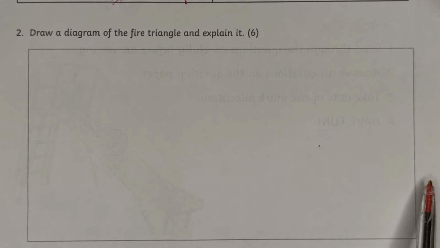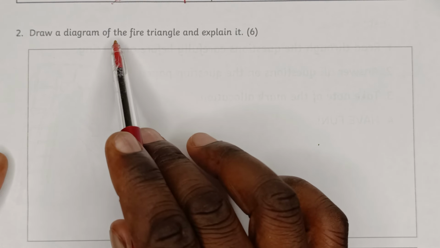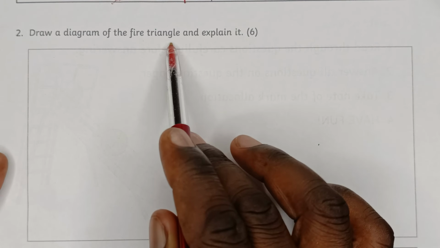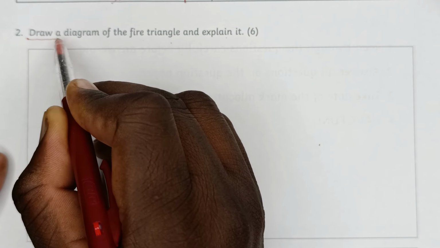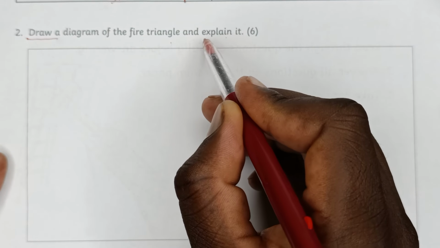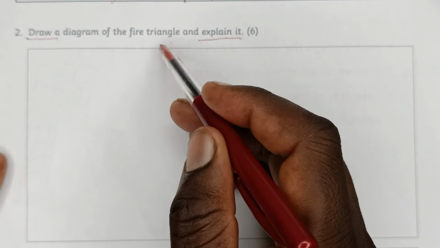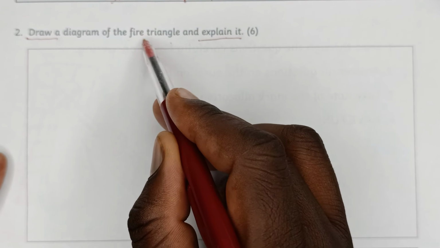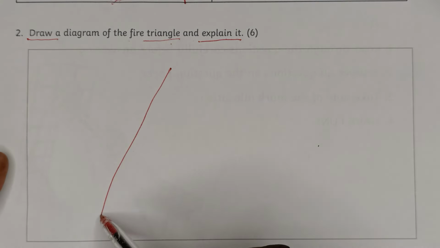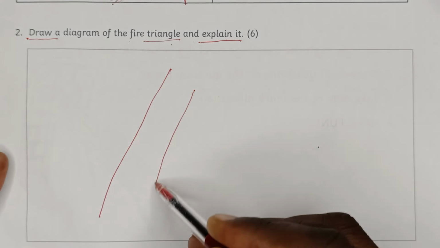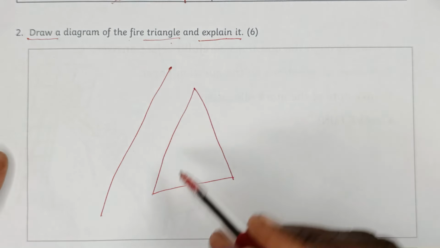The second question says, draw a diagram of the fire triangle and explain it. So the first instruction says you draw, and then afterward you're expected to explain. So what are you expected to draw? You're expected to draw a triangle. Okay, before we do a lot of things, let us just draw a triangle. This is a triangle.